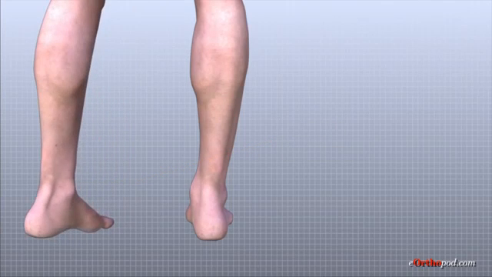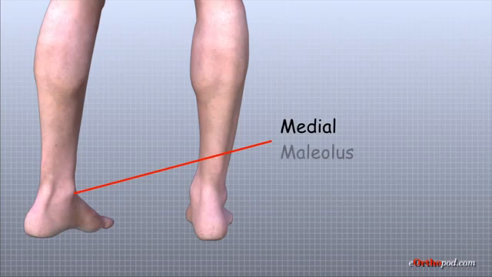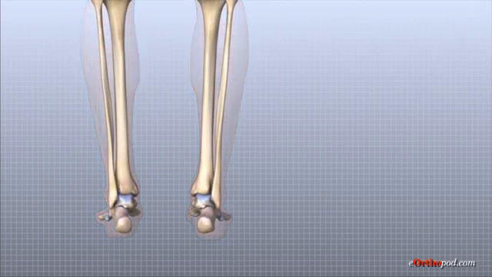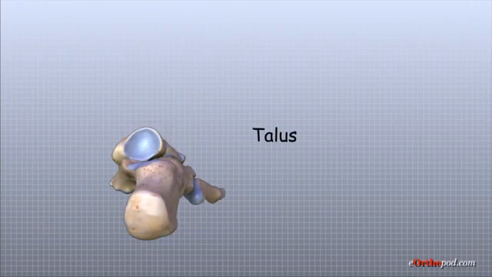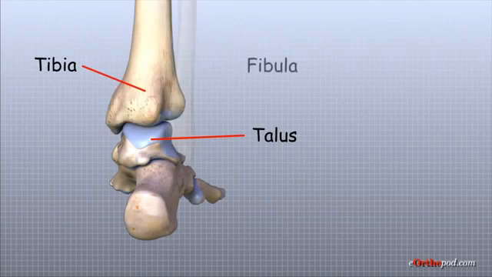The inside of the ankle is referred to as the medial side. The bony bump on the medial side is called the medial malleolus. The ankle joint is formed by the connection of three bones: the talus, the tibia, and the fibula.